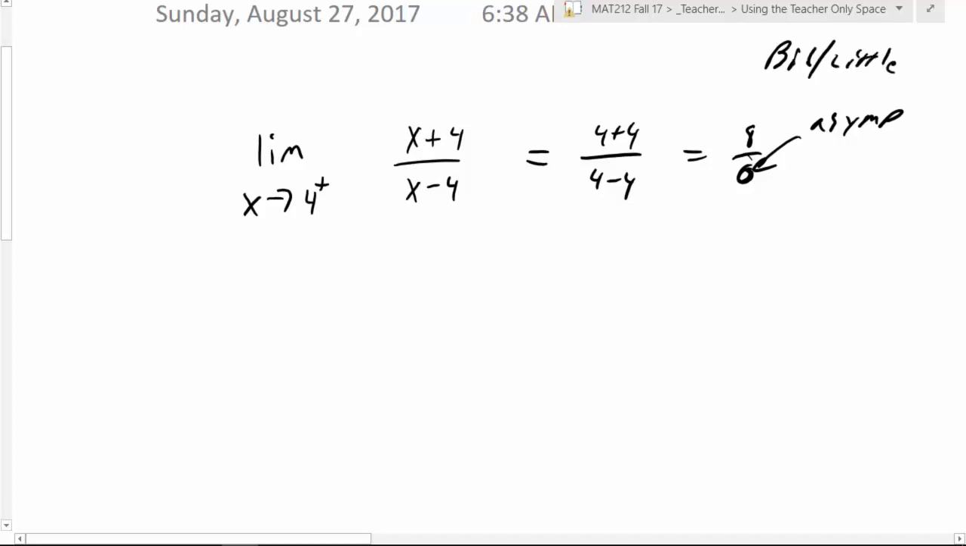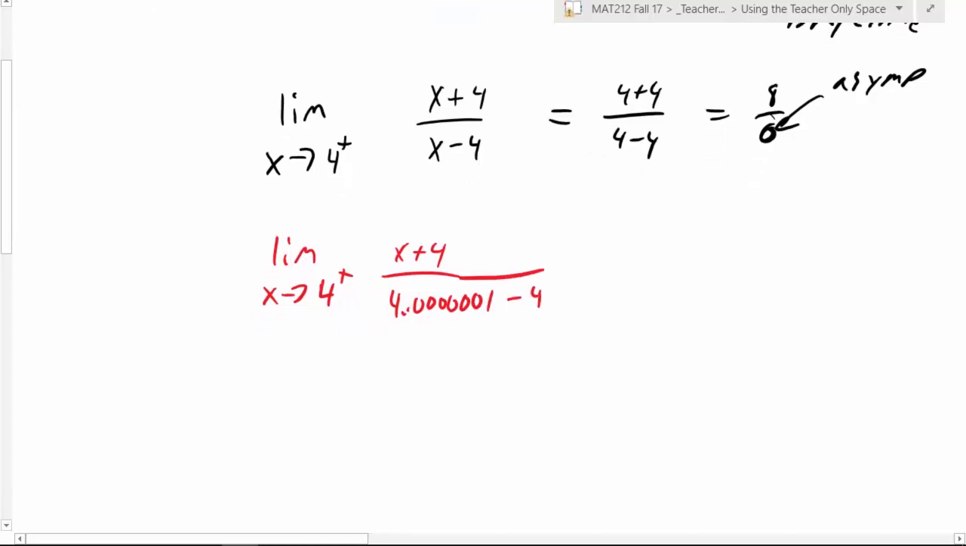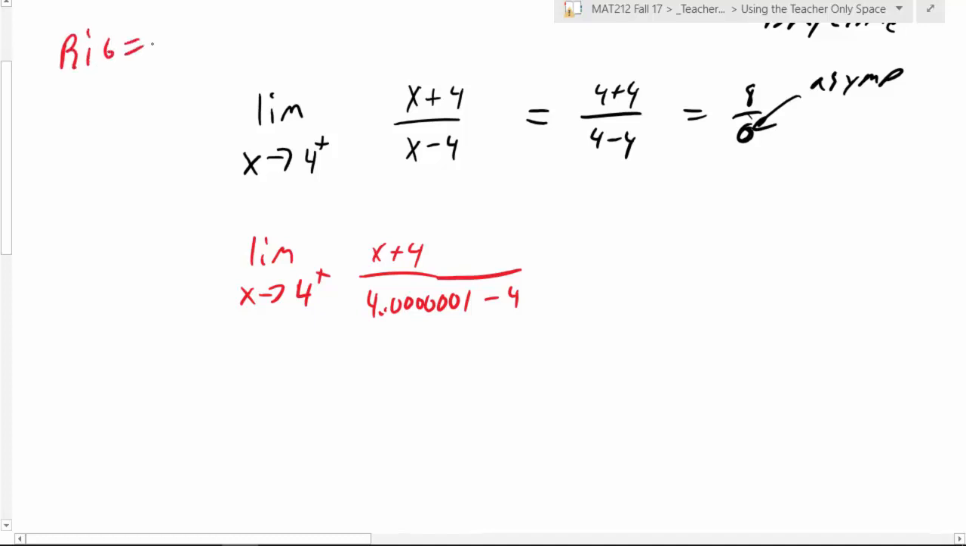All right, so now, what are we going to say? Well, instead of substituting in the number 4, when I have a number that is 4 from the right-hand side, the other way of thinking about it is it's a number slightly bigger than 4. So instead of 4, it's 4.00000001, right? Minus 4.